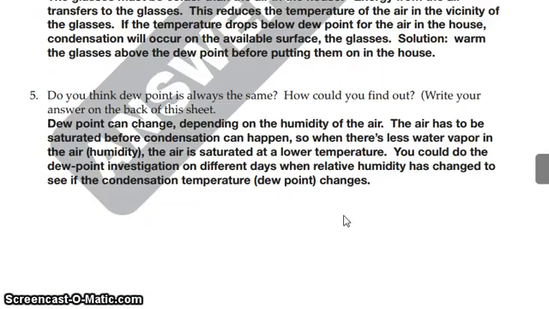And with the 5th question here, is the dew point always the same? The dew point changes depending on the humidity. The air has to be saturated before condensation can happen, so when there's less water vapor in the air, it is saturated at a lower temperature. And we can check that by taking the dew point on different days when it is different temperatures or under different conditions outside.